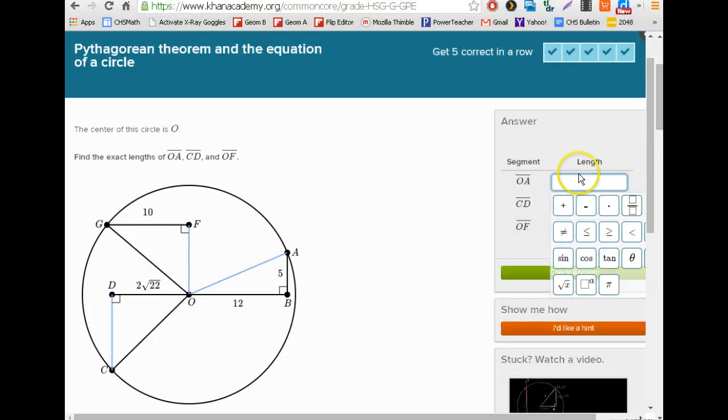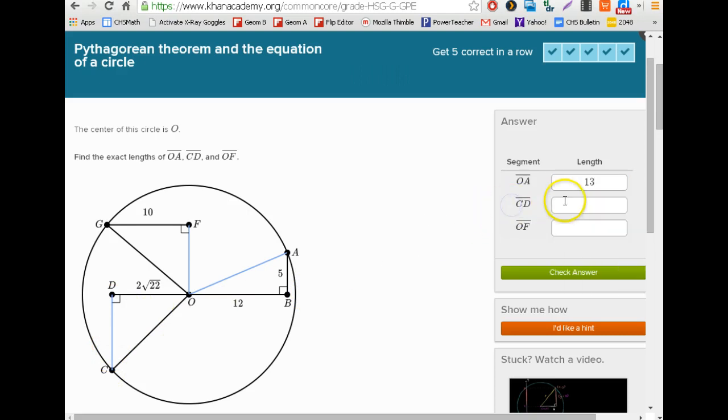We go back to this: OA is equal to 13. That's this radius here, which tells me this radius is 13 and that radius is 13. So now we're going to use Pythagorean Theorem and solve for this leg right here. Let's do, see, it wants CD next. So let's go ahead and do CD, okay?